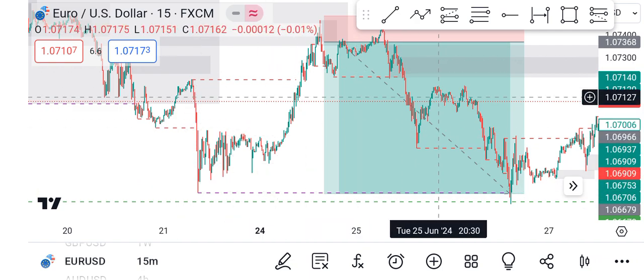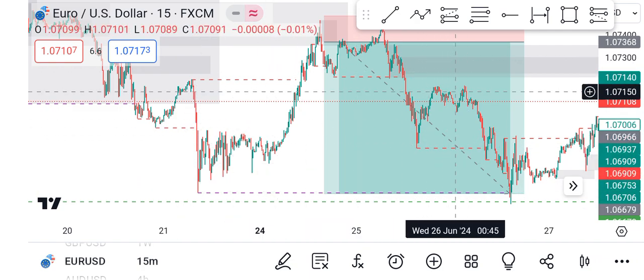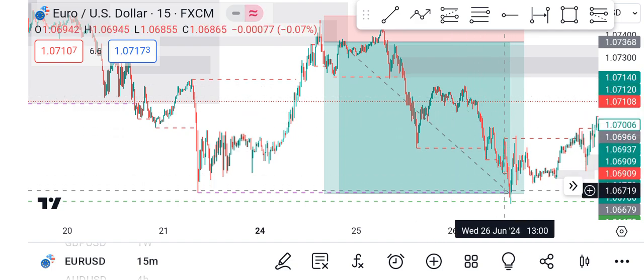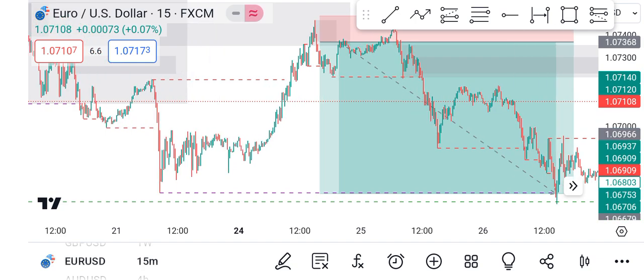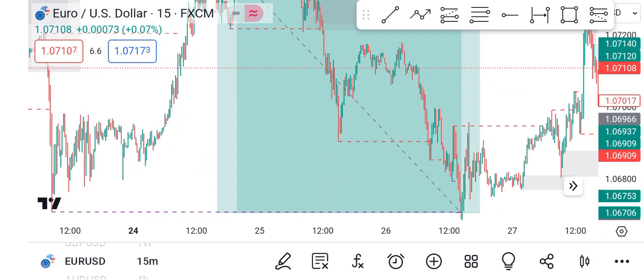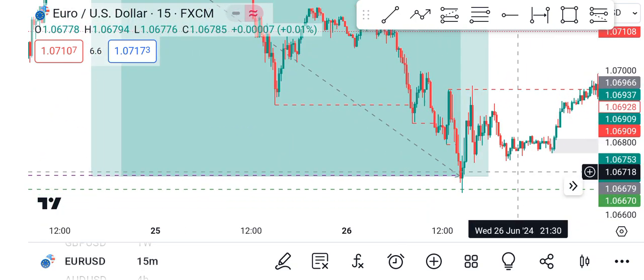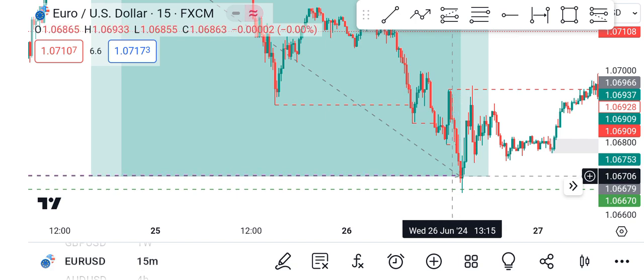Then we switch. You see, we started breaking structure to the downside on 15 minutes. Break of structure. Then we actually broke and closed here, not with much conviction, but I'll actually go with that. So we had a break of structure here, and it is not just a wick, it is 2 candles actually.